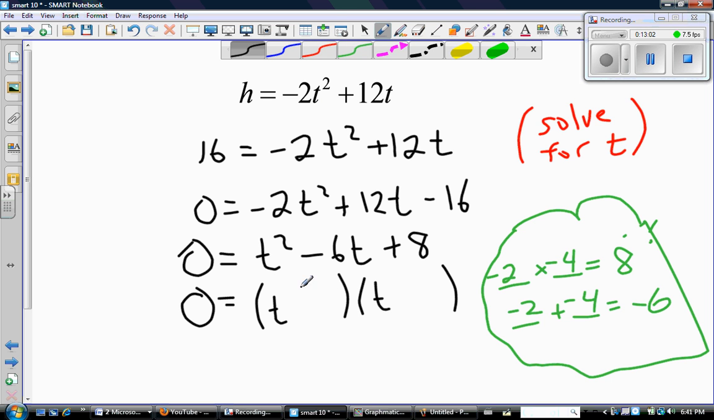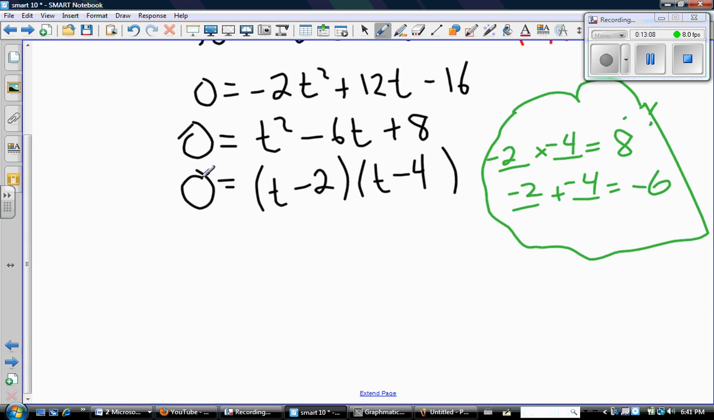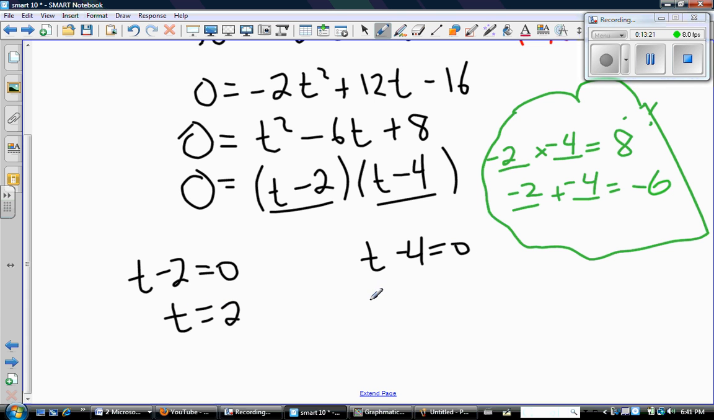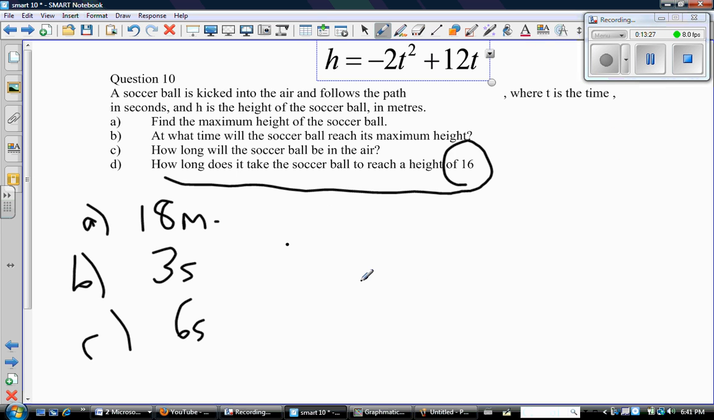And again, we have this 0 idea. So that means if this bracket was 0, I would have a valid solution. Or if this bracket was 0, I would have a valid solution. So I get t equals 2 and t equals 4. So think about this. I got two answers. Did I expect two answers? Yeah. One of them here on the way up, and one of them is here on the way down.